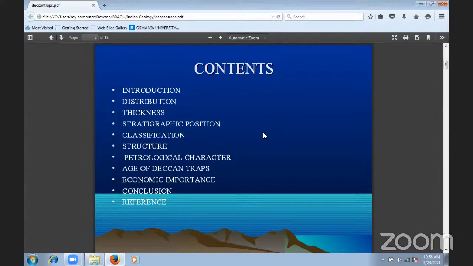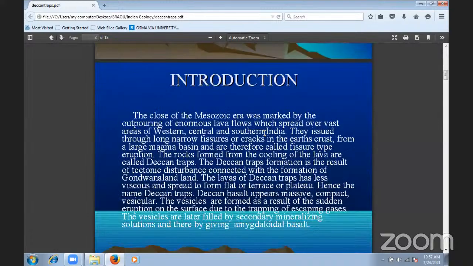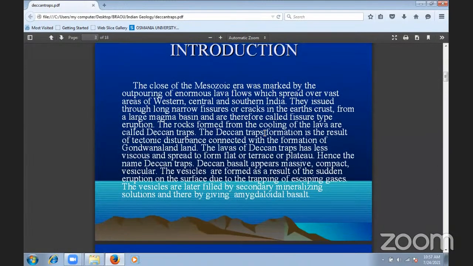The Tertiary boundary is marked by basaltic volcanism. This basaltic volcanism is called the Deccan traps. At the closing of the Mesozoic era, it was marked by the outpouring of enormous lava flows, which spread over vast areas in western, central, and southern India.